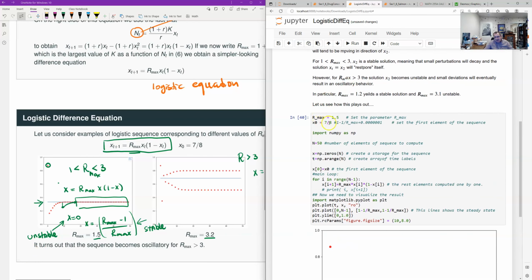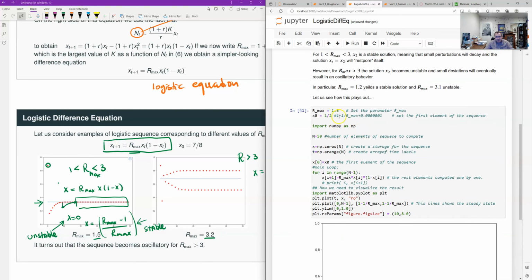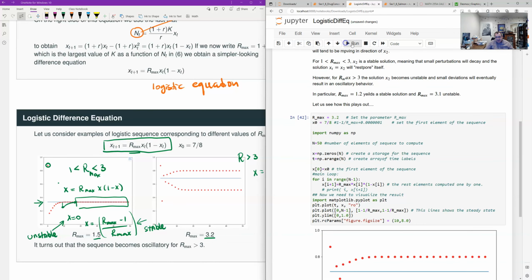Notice that we can change different values. So instead of 0.78, we can try, I don't know, just 1/2. That's not going to change the stability. A little above, a little below, the system is returning to its value. So, okay, let me go back to 0.78. Now, when we go above 3, let's say 3.2, as suggested in the book, then the system becomes unstable.